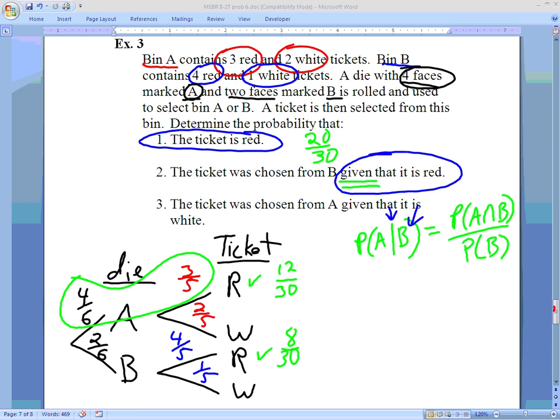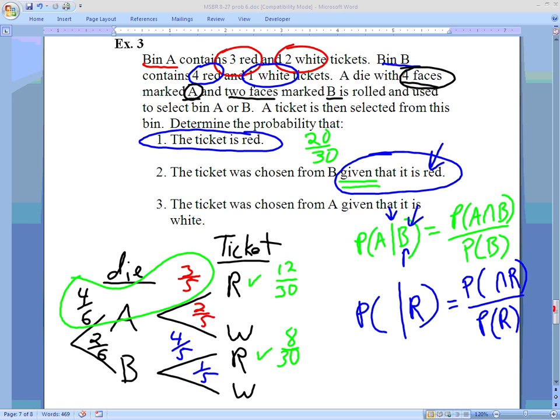So I'm going to rewrite this. Anywhere I used to have a B, I'm now going to replace it with red because that's what was actually given to me, given that it's red. So the probability of something given red is equal to the probability of something and red, all divided by the probability of red. Now what goes in place of my somethings? I got to go back.